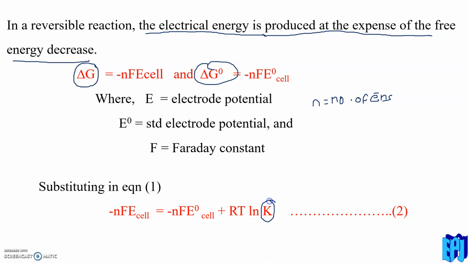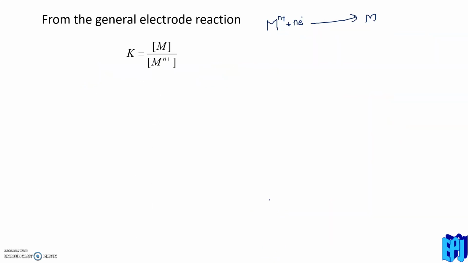Just replace this K from this equation: K is equal to concentration of M by concentration of Mn+. Why do we write it like this? Because the value of K is equal to concentration of product by concentration of reactant. So the concentration of product M divided by the concentration of Mn+. We didn't consider the electron, because it's a constant value, so it can be written like this.